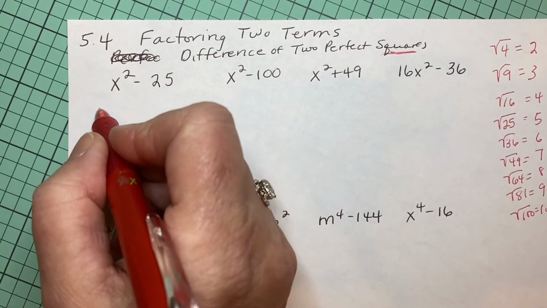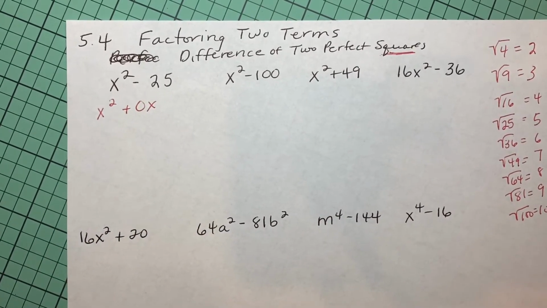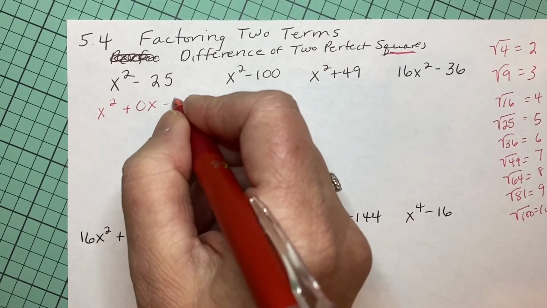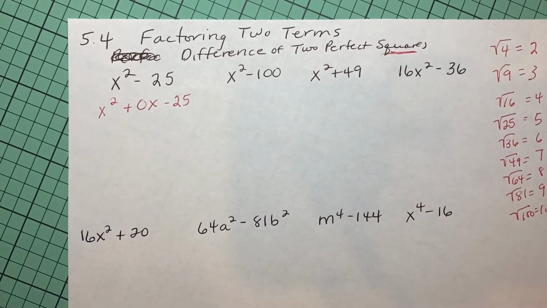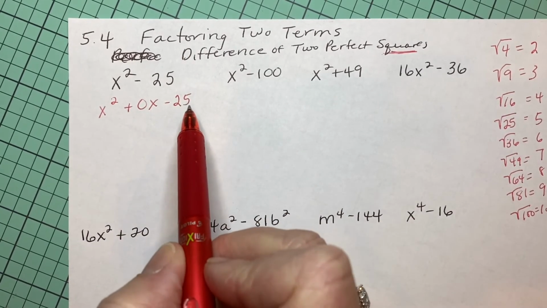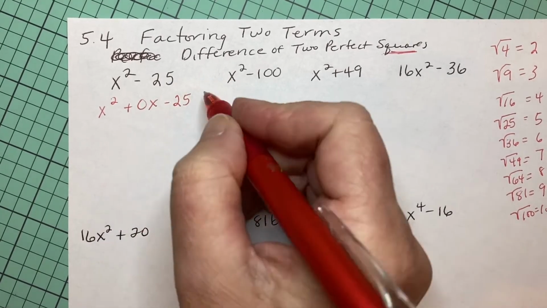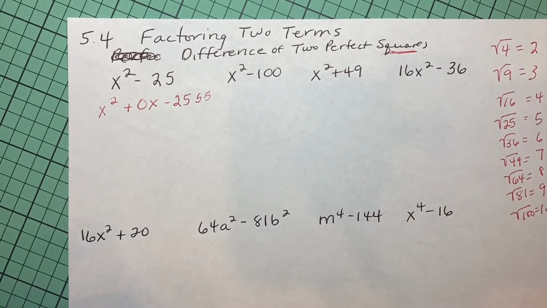If we wrote this as x squared plus 0x, because we don't have an x term, minus 25, now it is a trinomial, so we can factor it by reading it backwards. So I want factors of 25 that subtract to be 0. Do you see that would be 5 times 5.